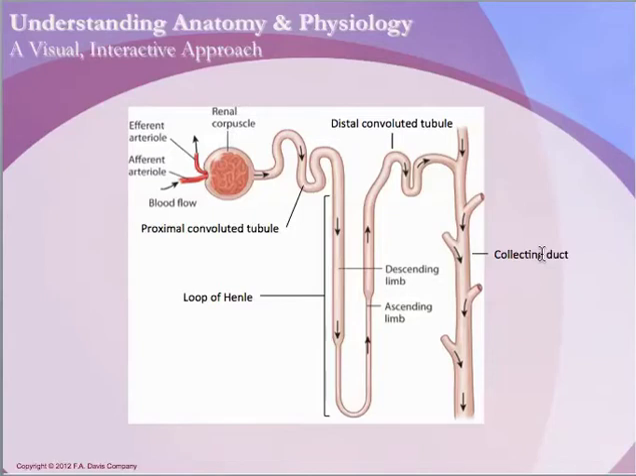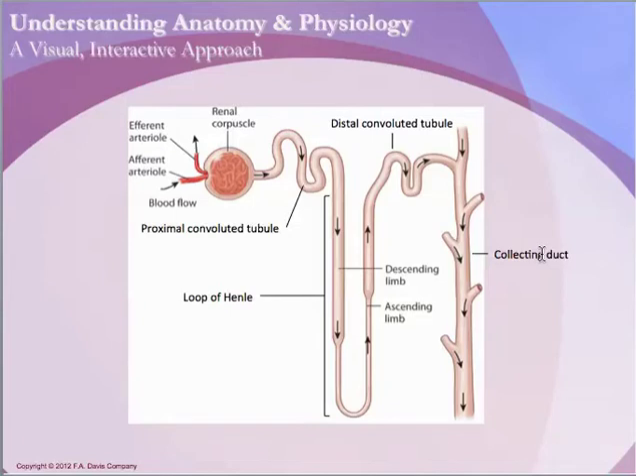Here, you can see that this diagram is spread out. It's not normally like this. This is all very close together. But after the proximal tubule, it dips down into the loop of Henle. That's where a lot of water reabsorption occurs. Then it becomes the distal convoluted tubules, or just distal tubules.